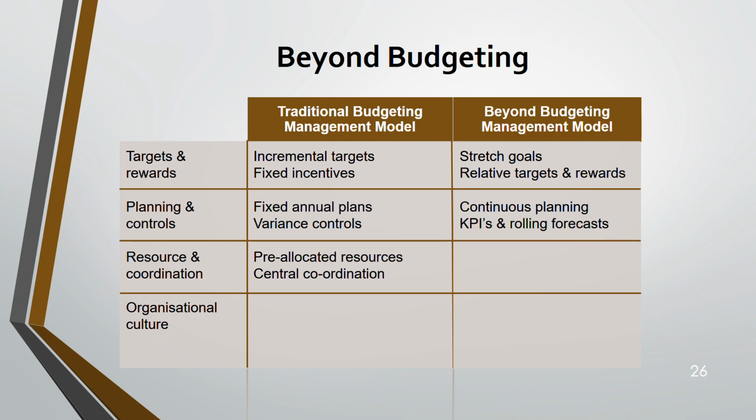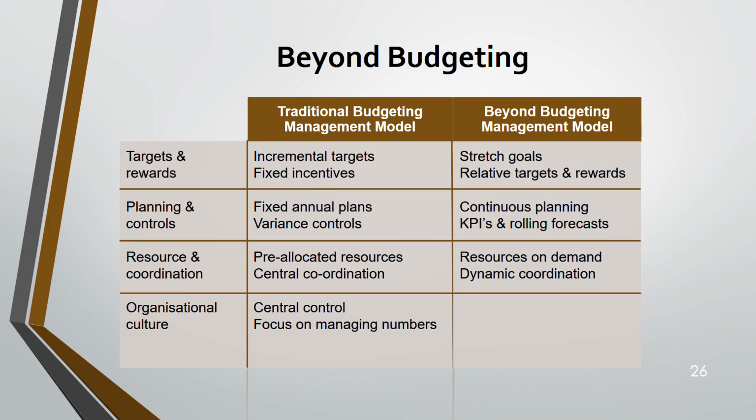Then before, resources were pre-allocated and one person controls everything. That's why central coordination. Now it's opposite. Resources are on demand and dynamic coordination. Every department will coordinate. Finance department will design their own budget. Sales department will design their own budget. Then they will coordinate among themselves. Earlier it was one person deciding the entire budget and then allocating to the different departments. Now the scenario changed.